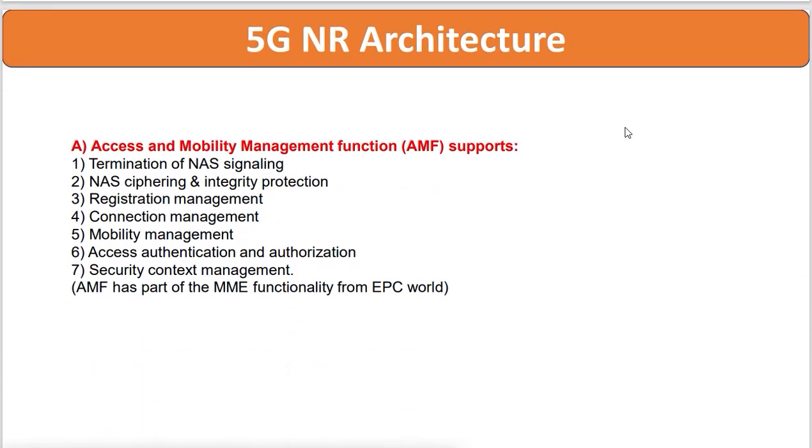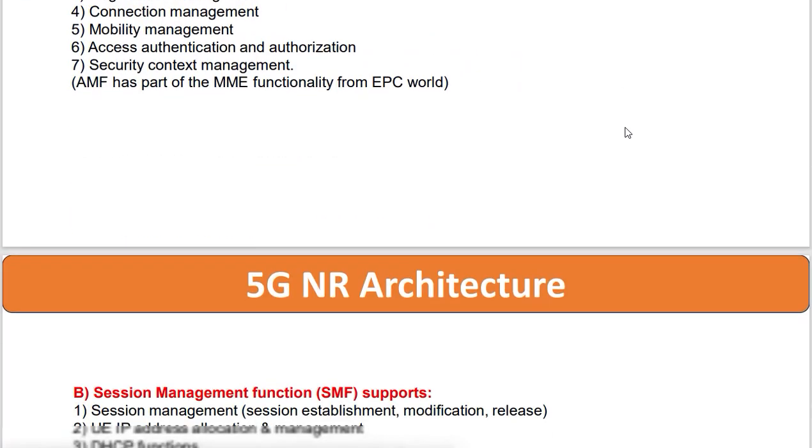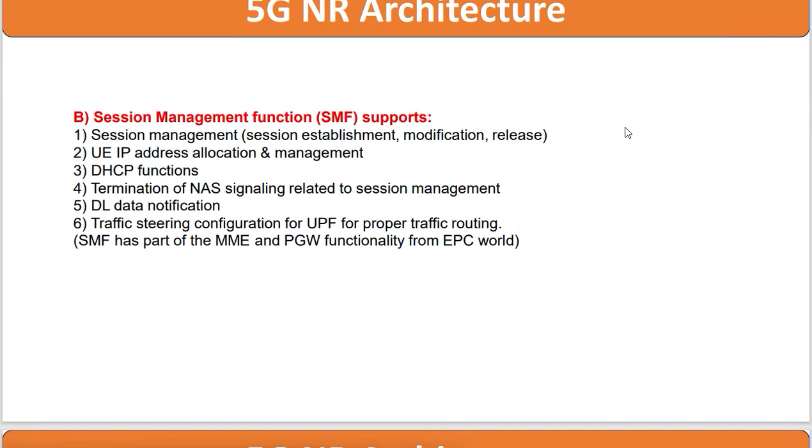First we will learn about the access and mobility management function, AMF, which is a component of 5G. Its functioning is termination of NAS signaling, NAS ciphering and integrity protection, registration management, connection management, mobility management, access authentication and authorization, and security context management. Okay, next component is SMF.